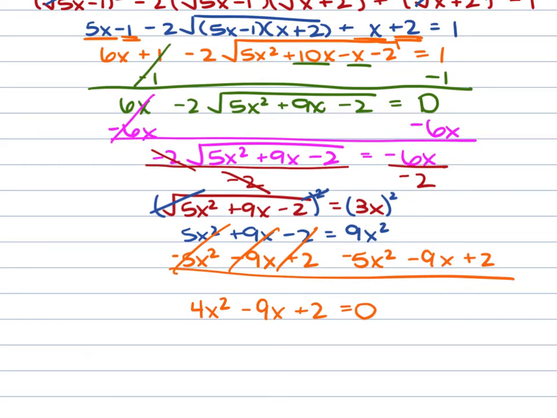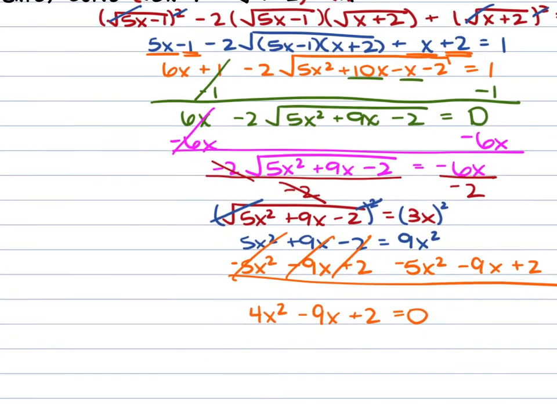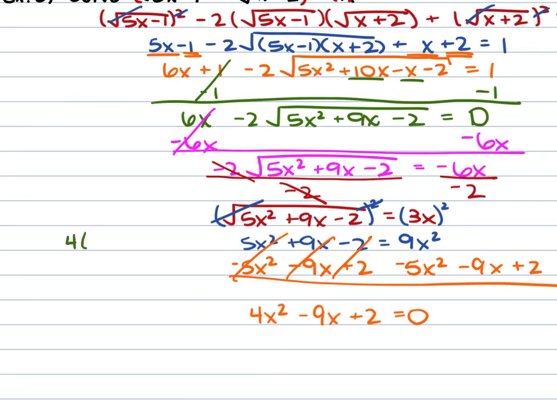From here, try to factor in order to solve. If you were to factor this, you can multiply the 4 times 2 to give you 8. The factors of 8 that add up to be a negative 9 are negative 1 and negative 8. So we can factor this to be 4x squared minus x minus 8x plus 2 is equal to 0. We have 4 terms, so we factor by grouping.